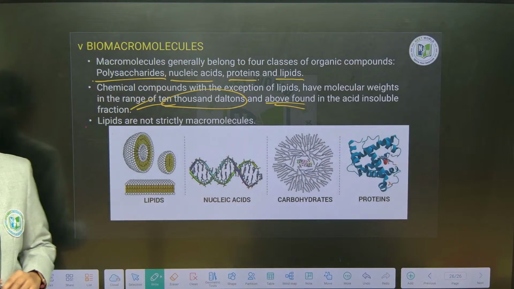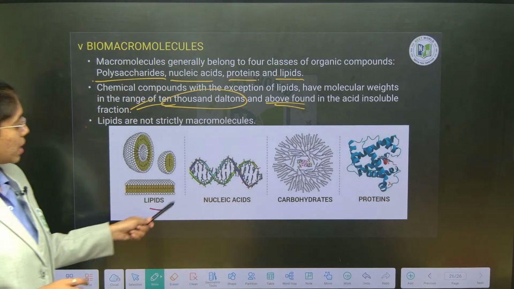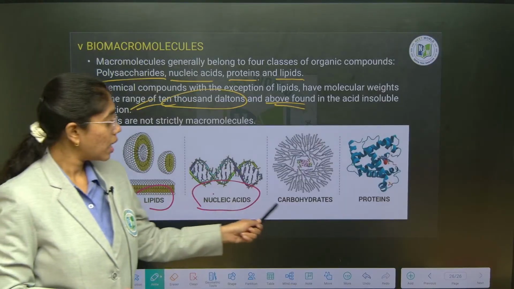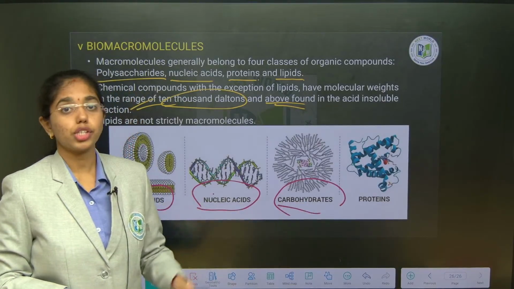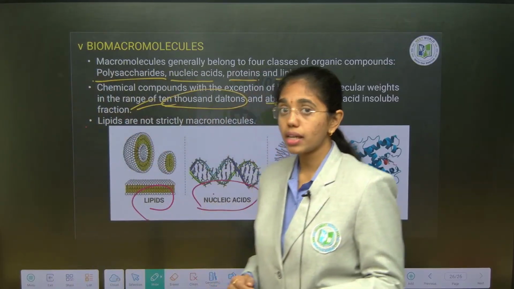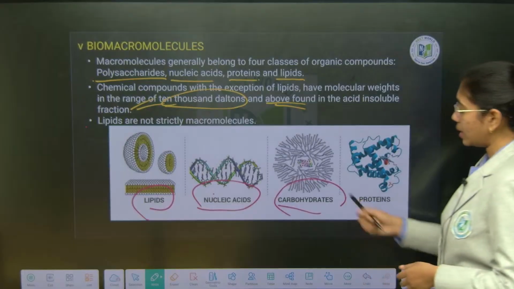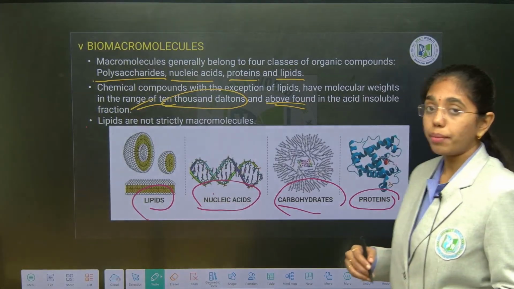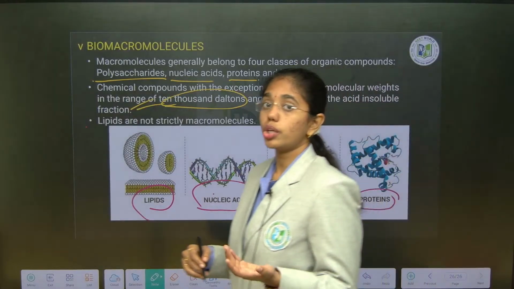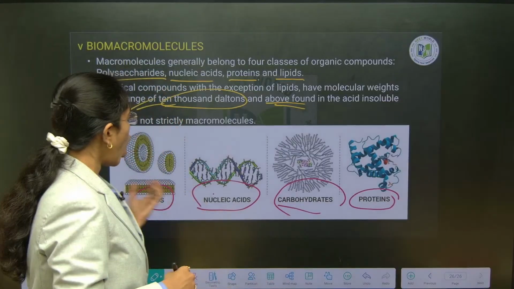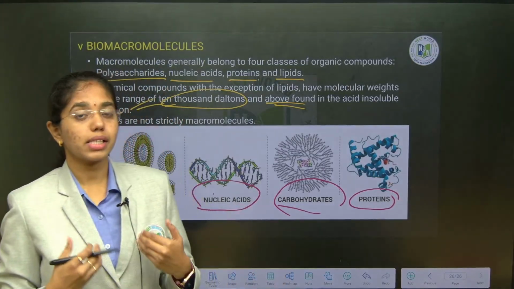Clear till here? And here, we have lipids, and nucleic acids where we will come across nucleotides. Carbohydrates, in their classification, we will have monosaccharides, disaccharides, oligosaccharides and polysaccharides. Proteins, where we will learn about primary structure, secondary structure, tertiary and quaternary structure of proteins. All the biomacromolecules we will exercise in the next class.